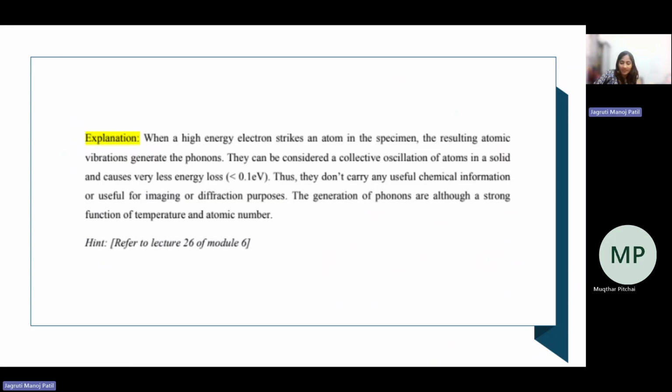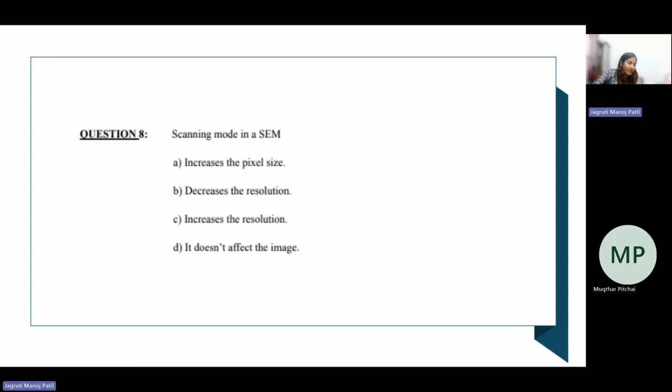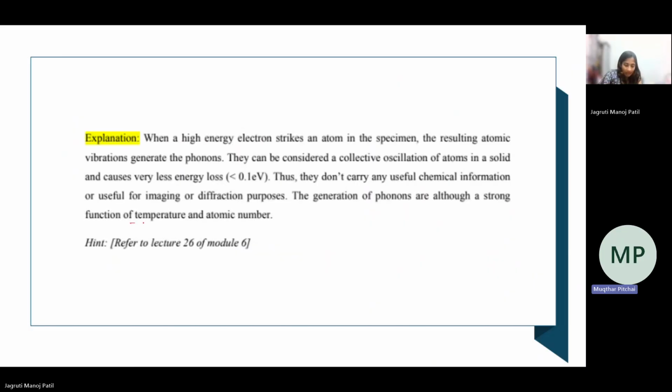But in your regular work, nothing about the contrast, chemical analysis, or diffraction related information, because those things don't even come there. The function of what is that, ma'am? Lastly, it's a function of temperature and what's that? It's temperature and atomic number. Generation of phonons is a strong function of temperature and atomic number. So these are the factors on which the phonon depends. Okay, ma'am. Yes, exactly.